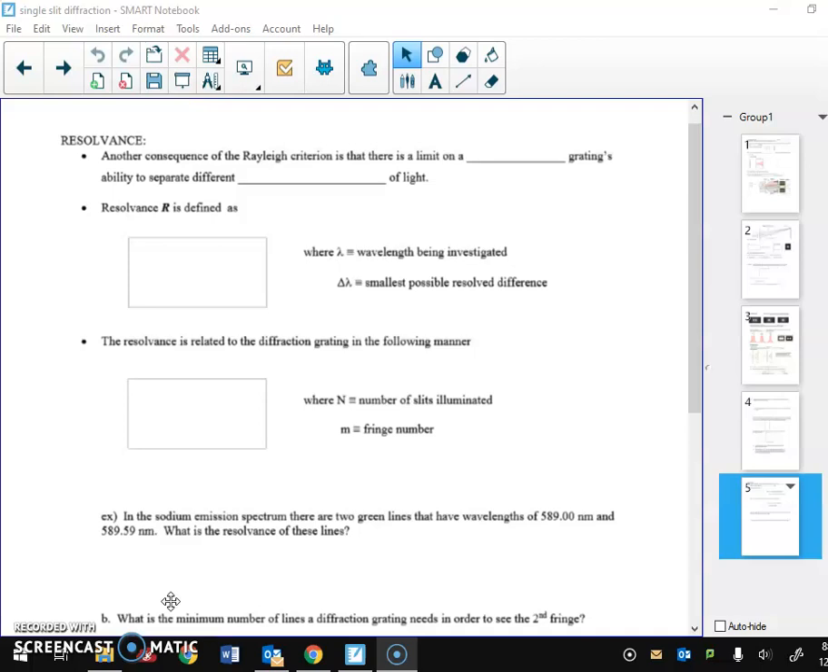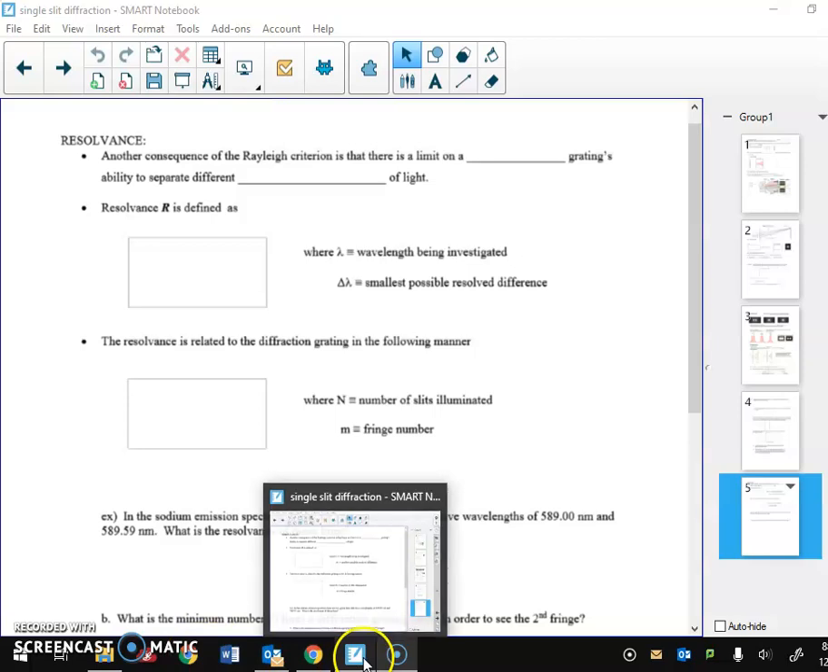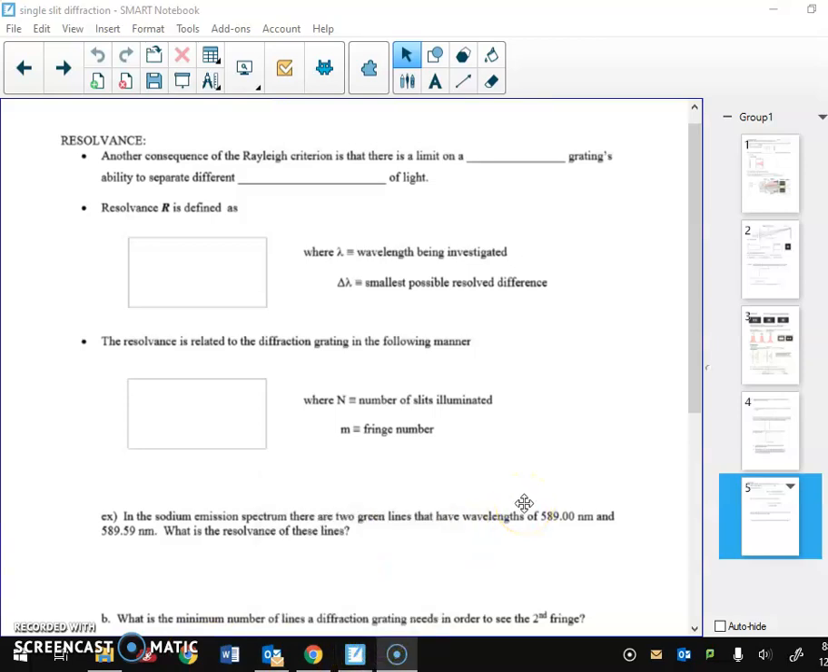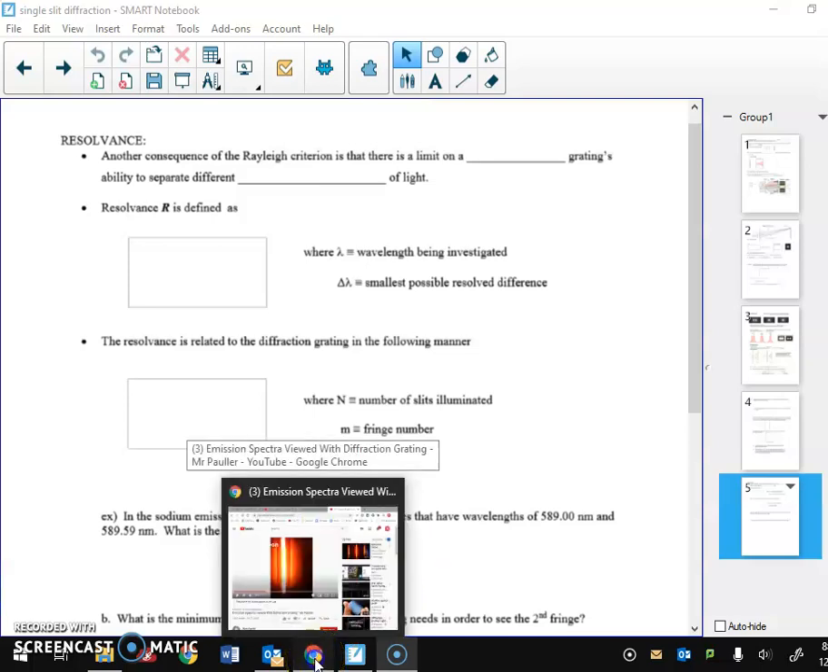It has to do with a diffraction grating, which remember is not just one or two slits, but many, many slits, and its ability to resolve the different spectral lines. So I'm going to refer to a video from YouTube just to give you a better context before we get into the equations and the idea behind it.